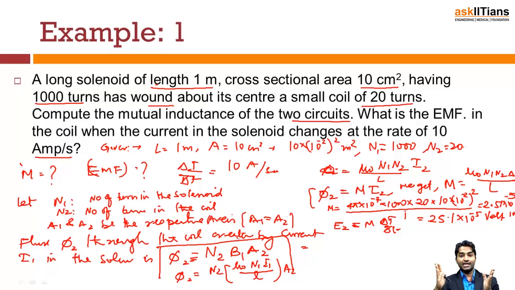Now we need to find its EMF. So EMF is equal to M into del I by del T, the change in current with respect to time, which is given in the question as 10 ampere per second. We put in the value and multiply it by the mutual inductance. We will get 25.1 into 10 to the power minus 5 volt.